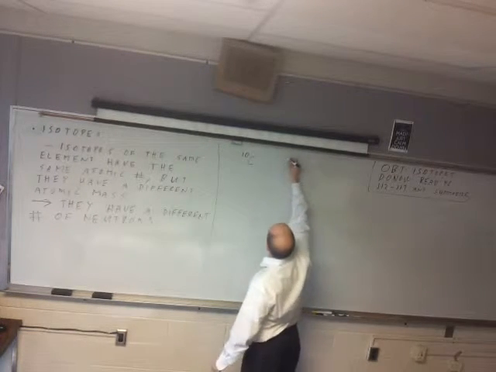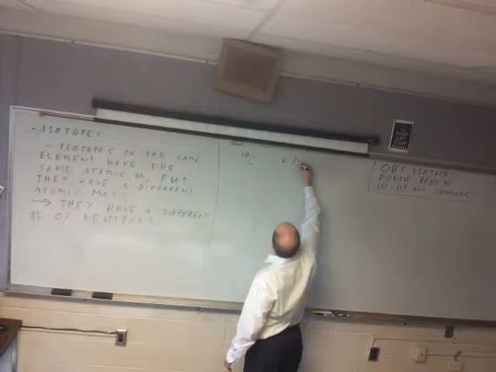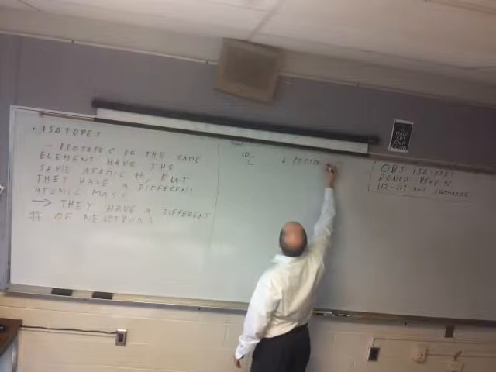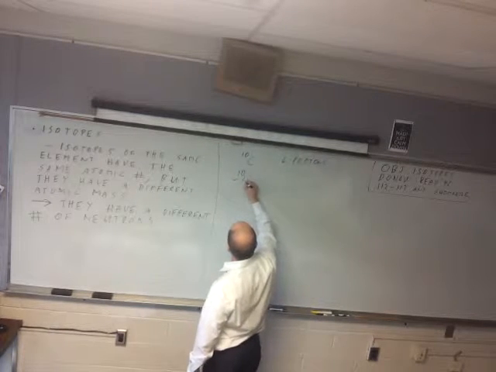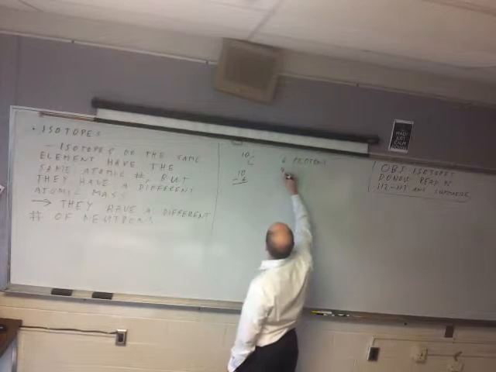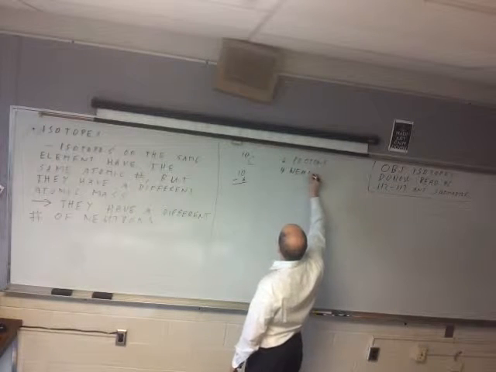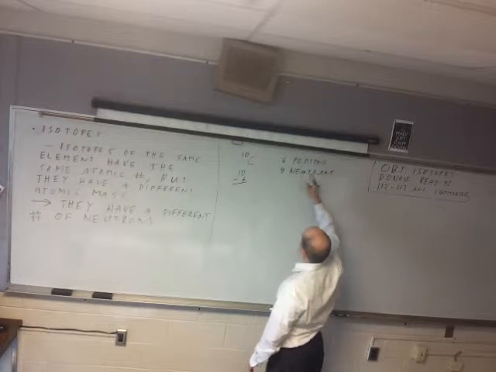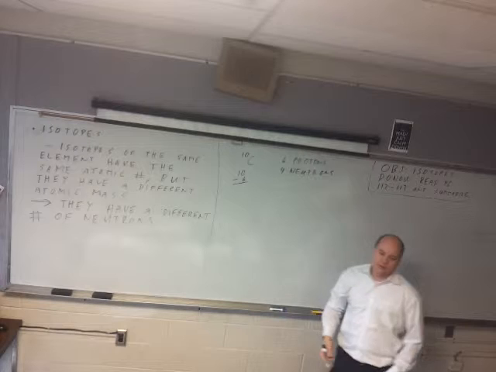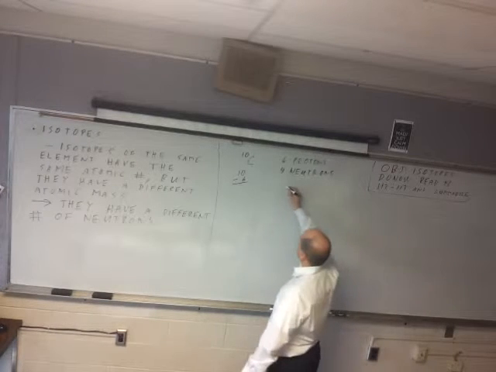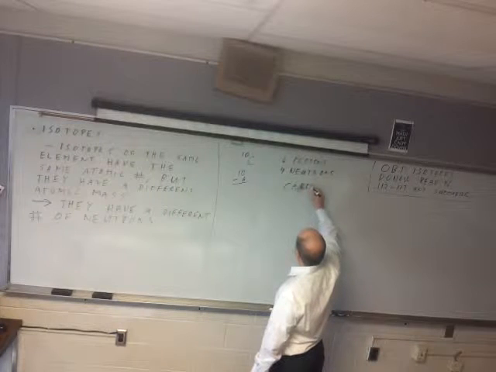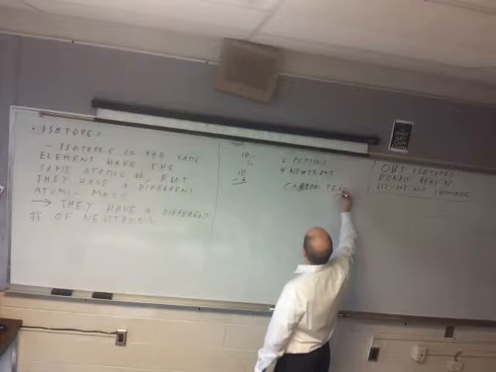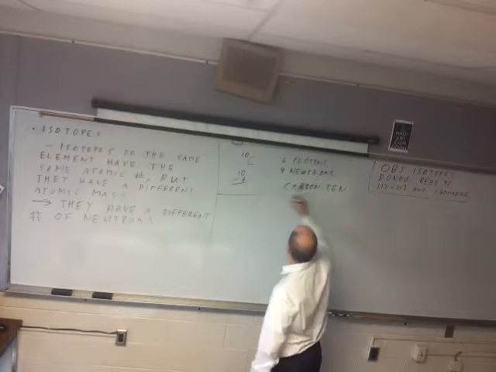So that means this has 6 protons. And then to find the number of neutrons, we just do 10 minus 6. Mass minus atomic number, and that comes out to 4 neutrons. So this is one isotope of carbon. It's called carbon 10. That's how we say that.